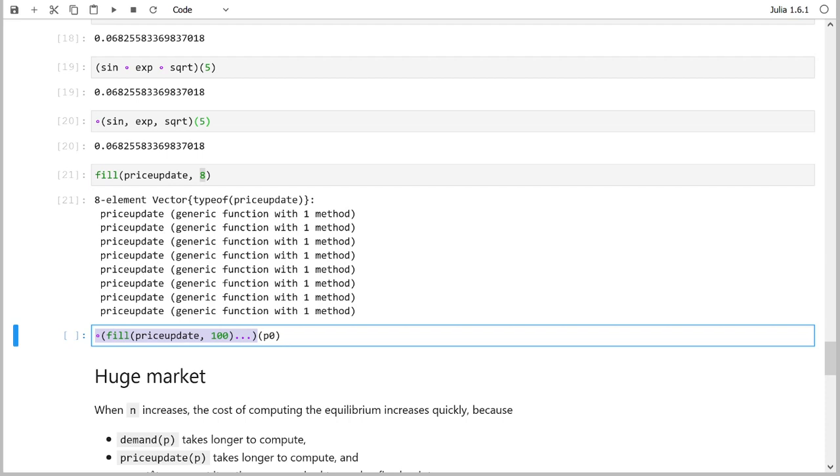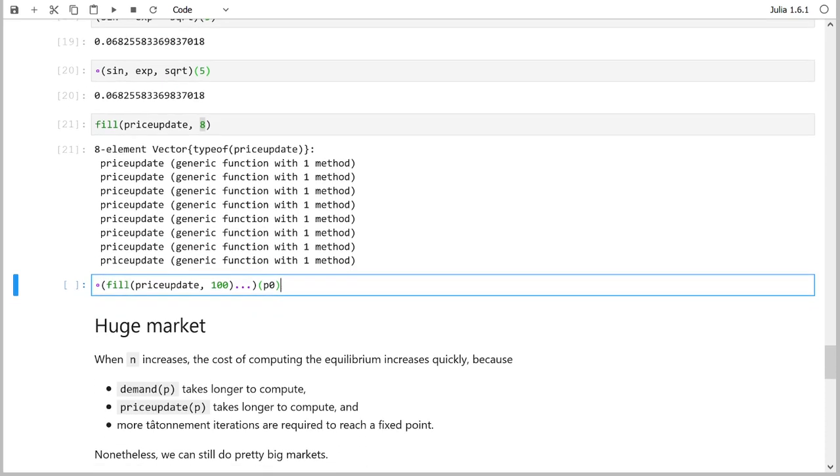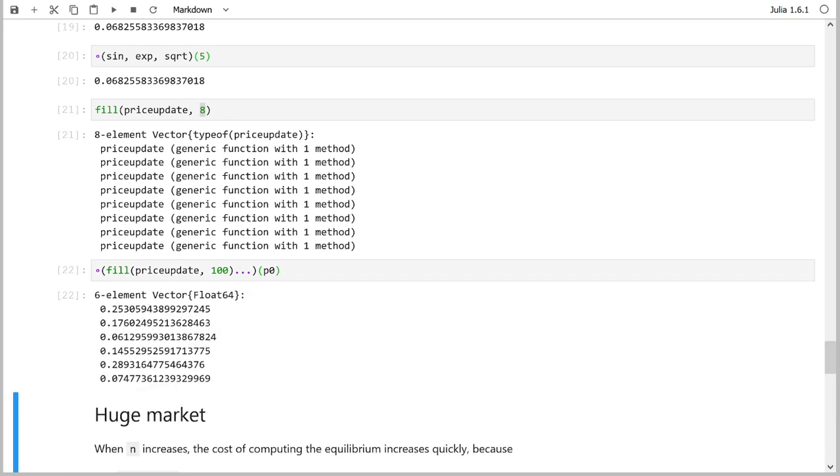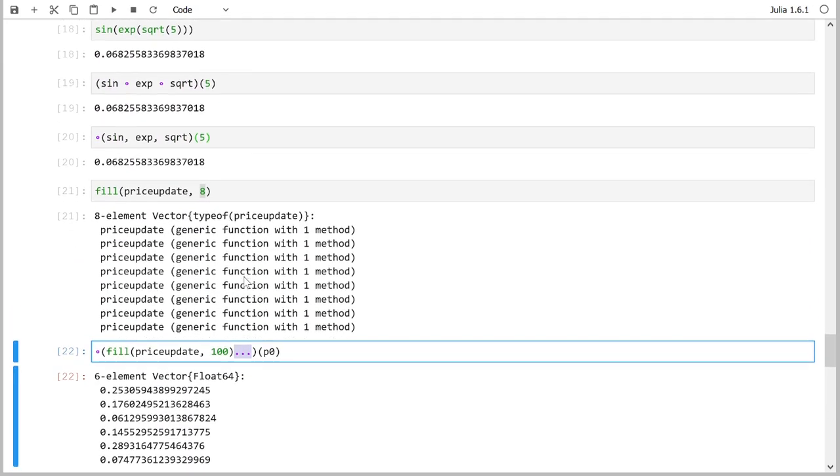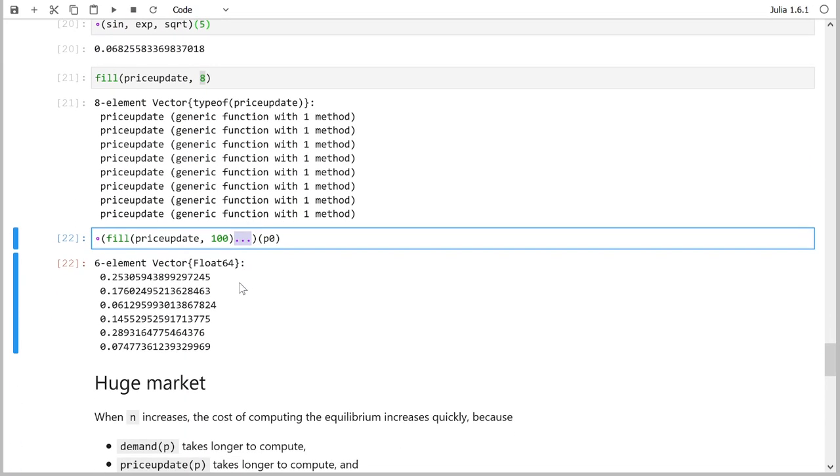And if I call that on P0, then in one line I can perform the same equilibrium calculation that I did above. That's pretty cool, right? If you go look on Julia forums, you will see that in very numerically intensive situations, you're often encouraged to avoid this splatting operation. So I will stick with the original equilibrium function from above.